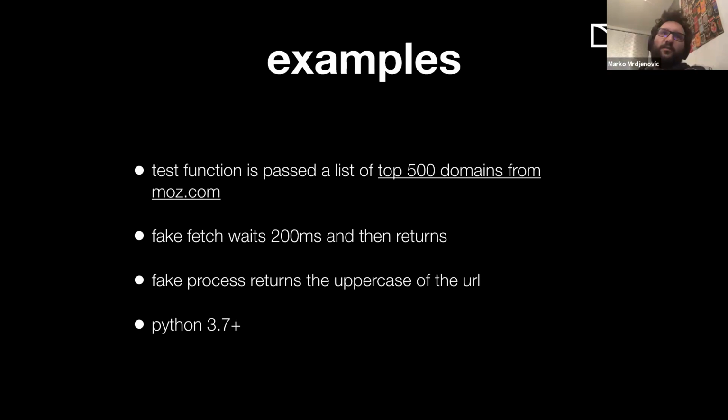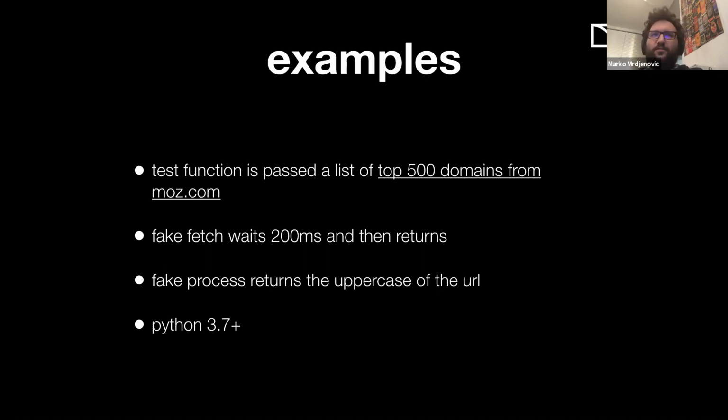The code that I'm going to go through is basically just an example of where the benefits are. So the test function is passed the list of the top 500 domains from moz.com. I just needed the list of domains to show the benefits of the network calls. The fake fetch will wait 200 milliseconds and then return. Sounds about right when you do the real thing. And the fake process, something that's going to process the response, is just going to return the uppercase of the URL.